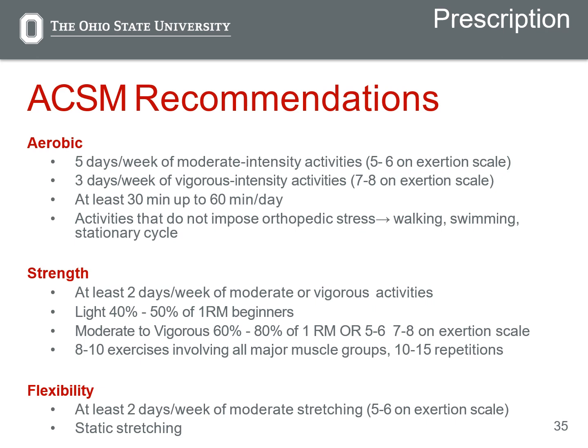So moderate to vigorous is that 60 to 80% of 1RM. You might have to do an estimation of that by getting that 3 to 5 rep max again. Or if you're looking at exertion scales, moderate's about 5 to 6 again. Vigorous is about 7 to 8 for resistance training on that exertion scale. 8 to 10 exercises involving all major muscle groups if we're doing 2 days a week for full body.